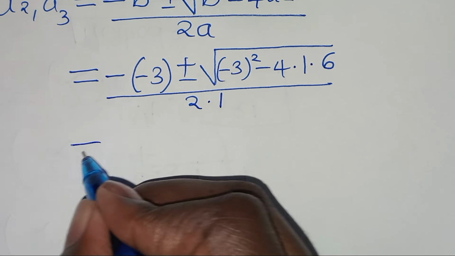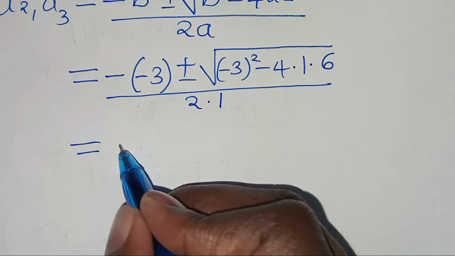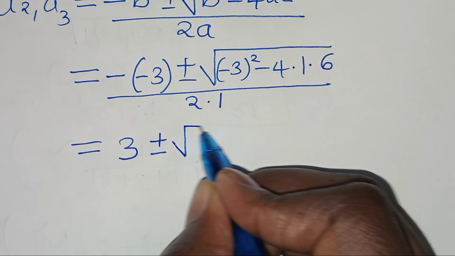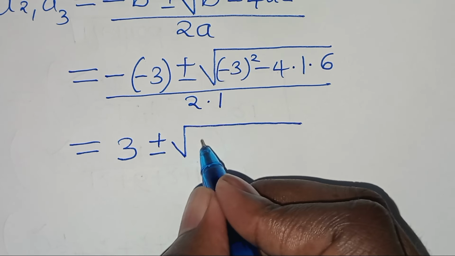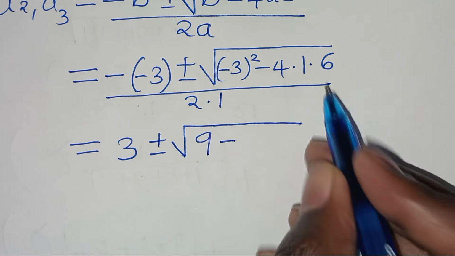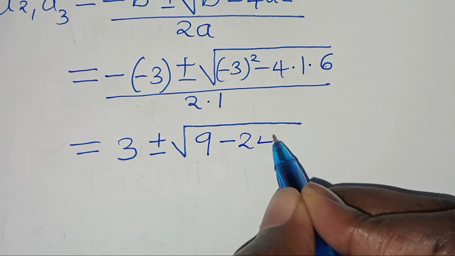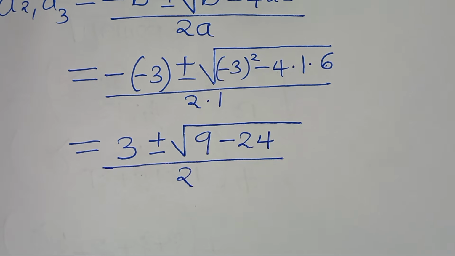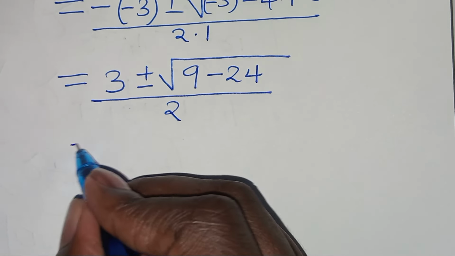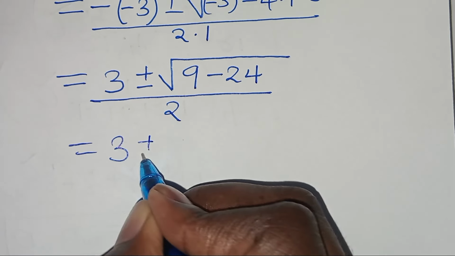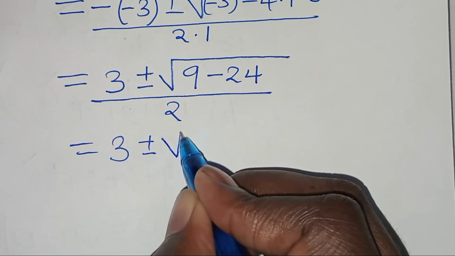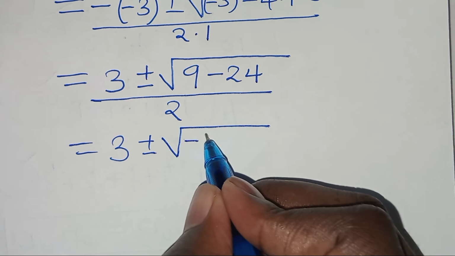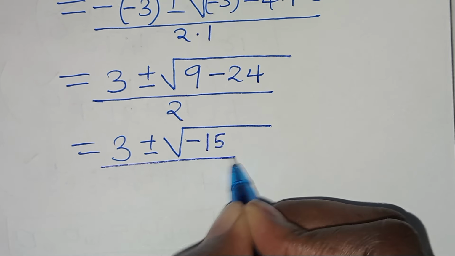So from here we have minus times minus 3, this is equal to 3, plus or minus the square root of minus 3 squared, this is 9, minus 6 times 4, this is 24, divided by 2. So we have 3 plus or minus the square root of 9 minus 24, this is minus 15, over 2.